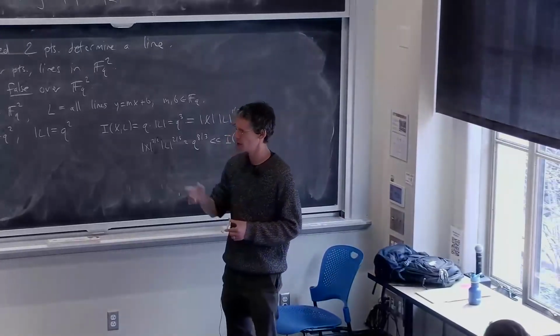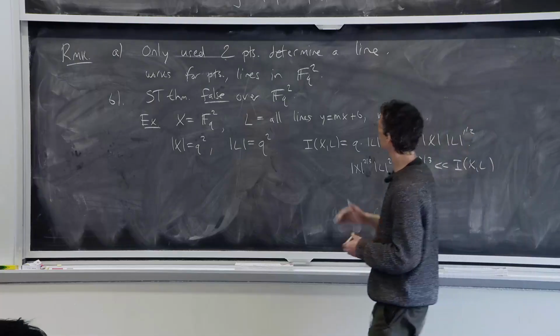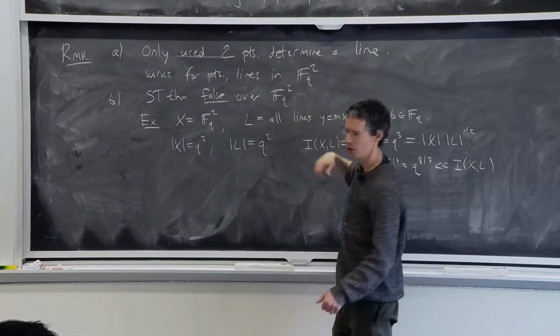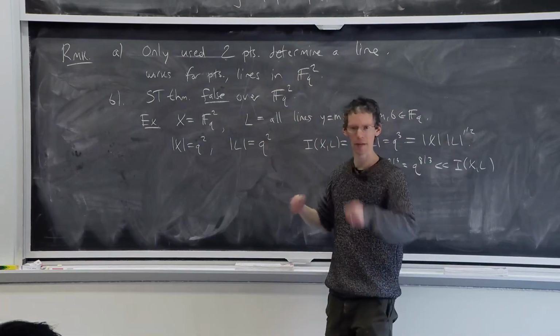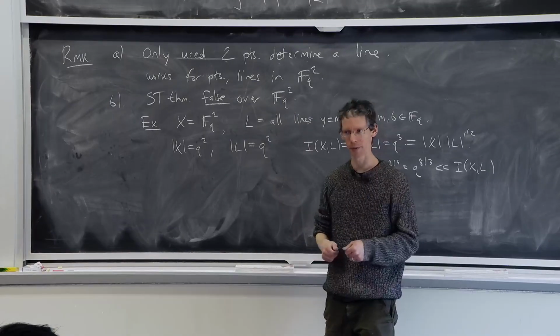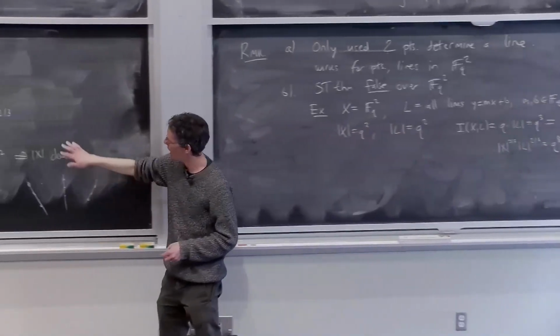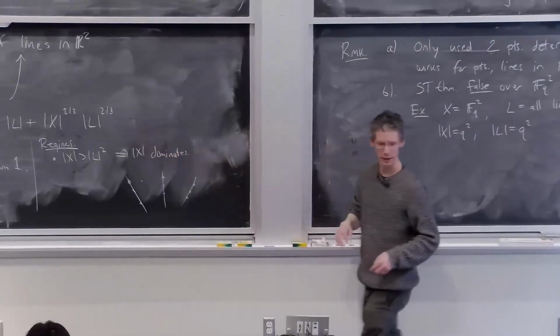So that shows something important about the Szemeredi-Trotter theorem: we cannot prove it just by using the fact that 2 points determine a line and doing our double counting in a very clever, complicated way. We generally need another input. And all of the proofs of the Szemeredi-Trotter theorem use somehow the topology of the plane.